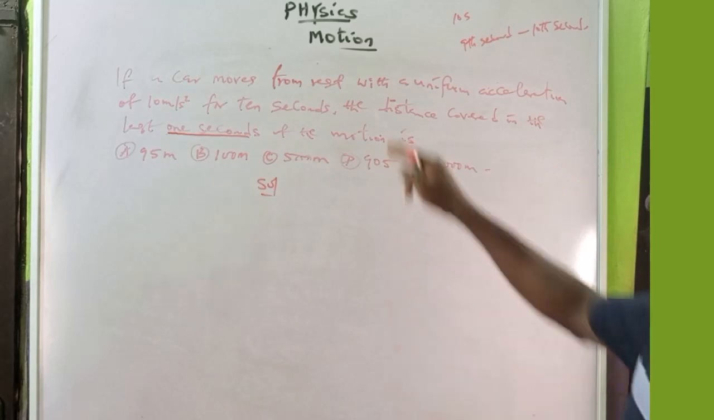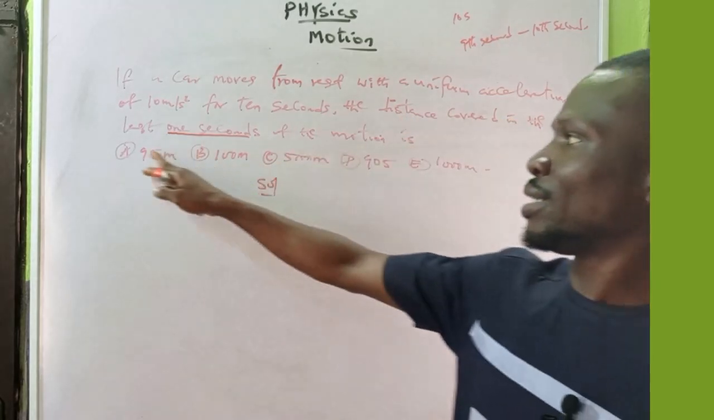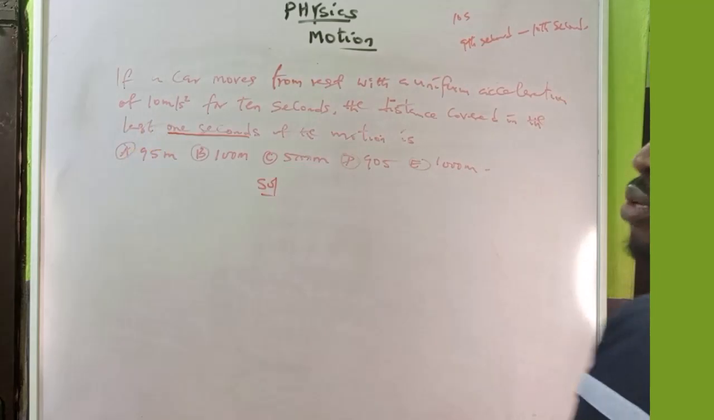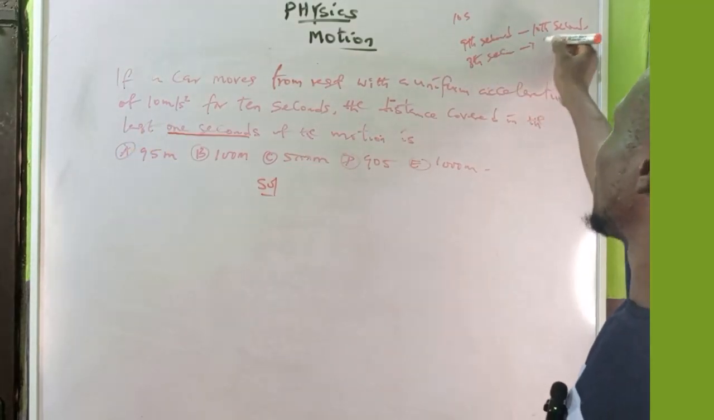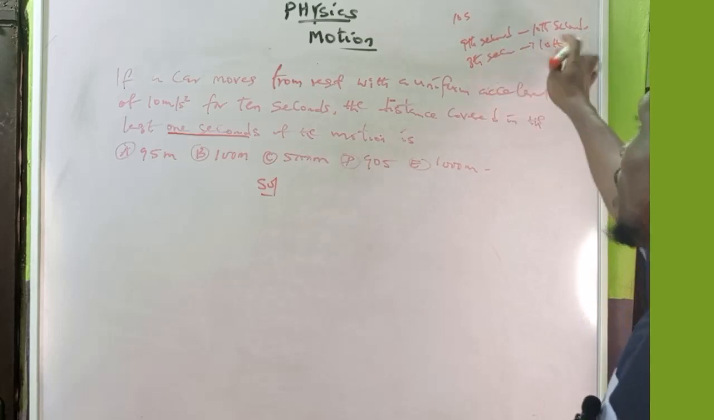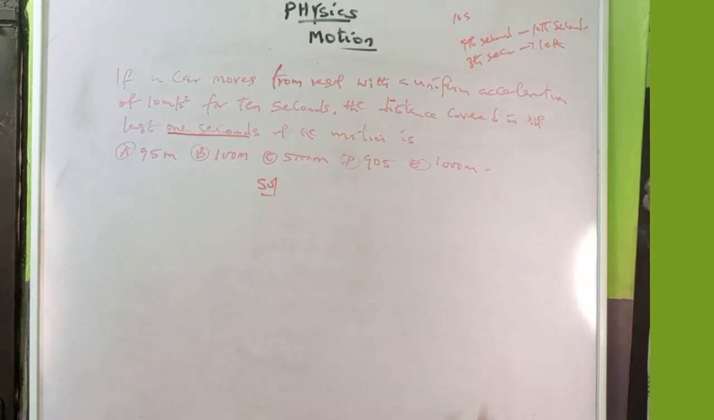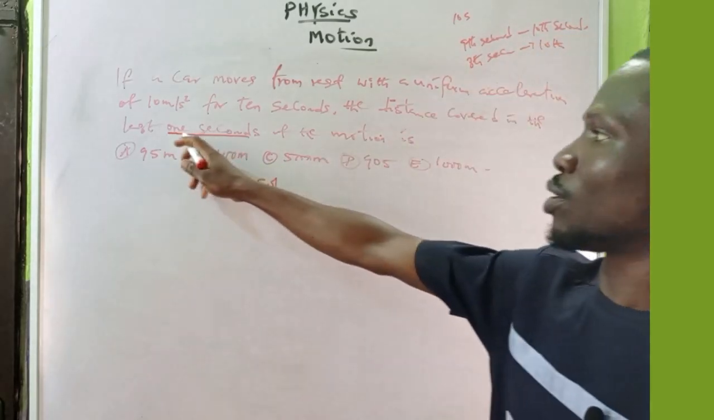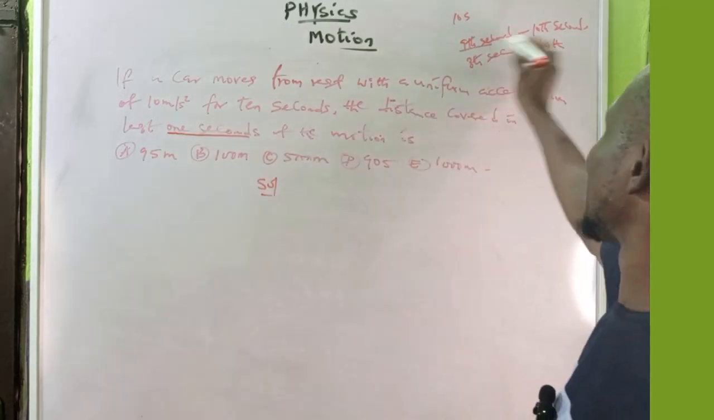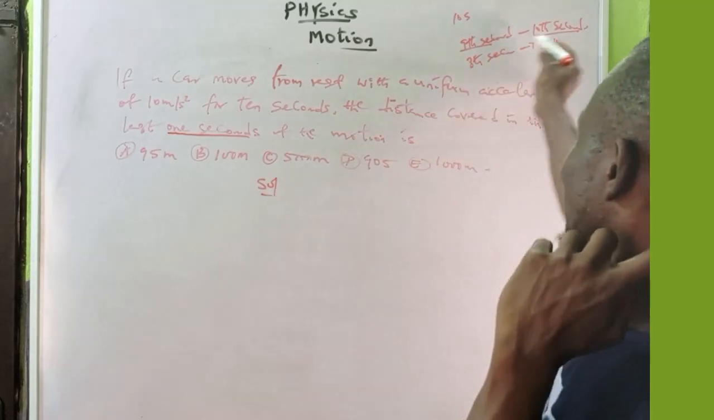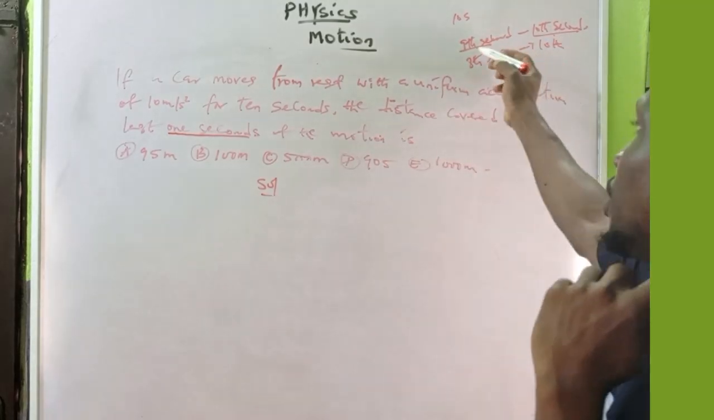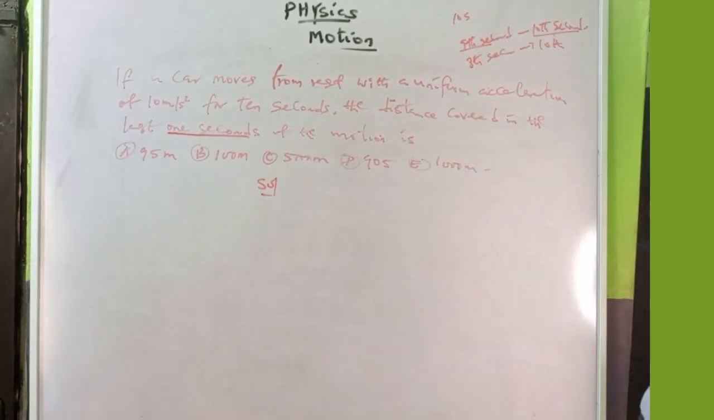If they say the distance covered in the last 2 seconds of the motion, it's going to be from 8 seconds to 10 seconds. That is from 8 to 10 is the last 2 seconds of the motion. But in this case, it's the last 1 second of the motion, that is from the 9th second to the 10th second. That is the distance at 10 seconds minus the distance at 9 seconds.